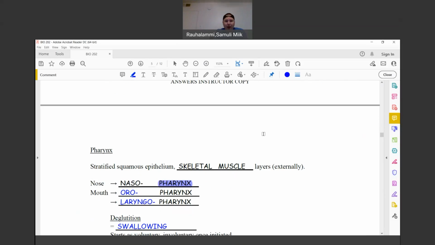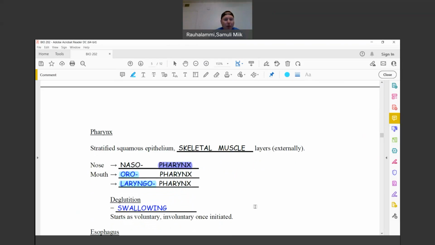The following parts of the pharynx, so the part immediately behind the oral cavity, the oropharynx, and the part above the larynx, the laryngopharynx, are going to be parts that get shared both with the respiratory and digestive system. So those are structures that you might end up seeing.